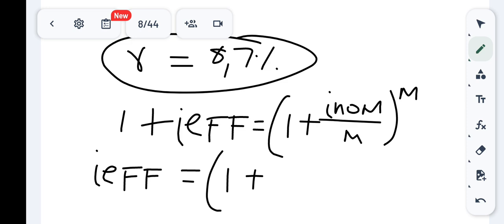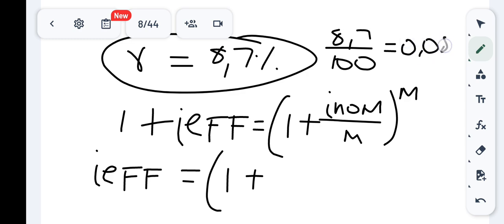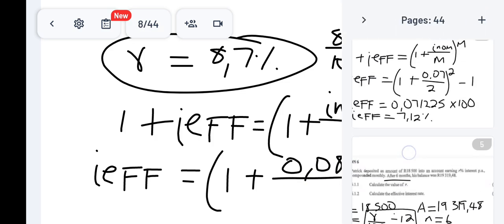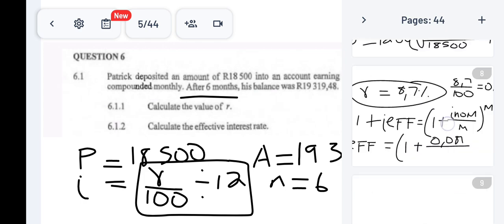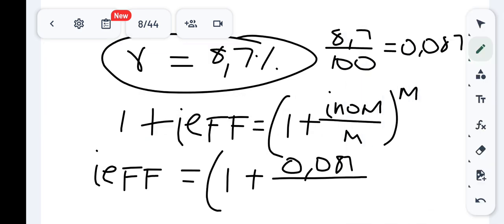i effective is therefore equal to 1 plus i nominal, which is 8.7%, and 8.7% is 8.7 divided by 100, which is equal to 0.087. So 0.087 divided by, they said compounded monthly. So remember, m is your compounding period. So this is 12, minus 1.